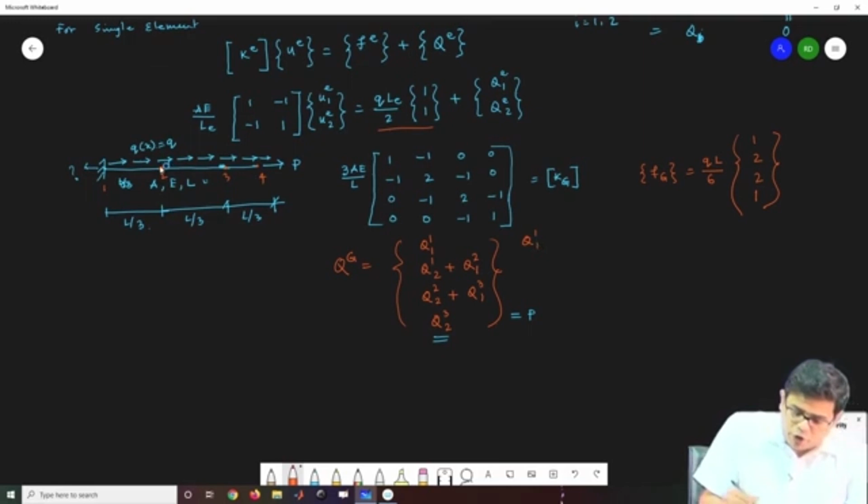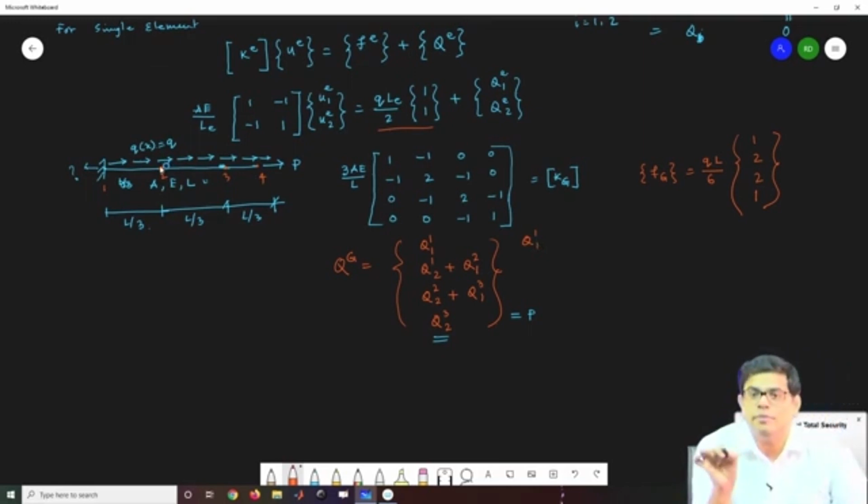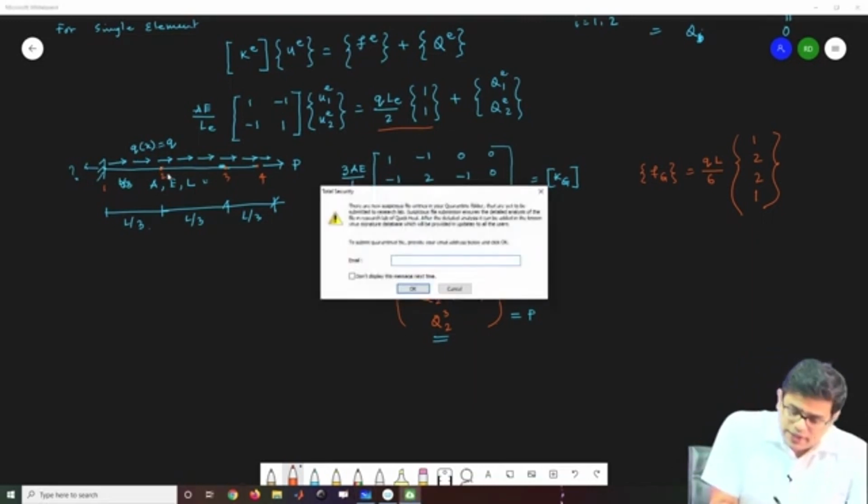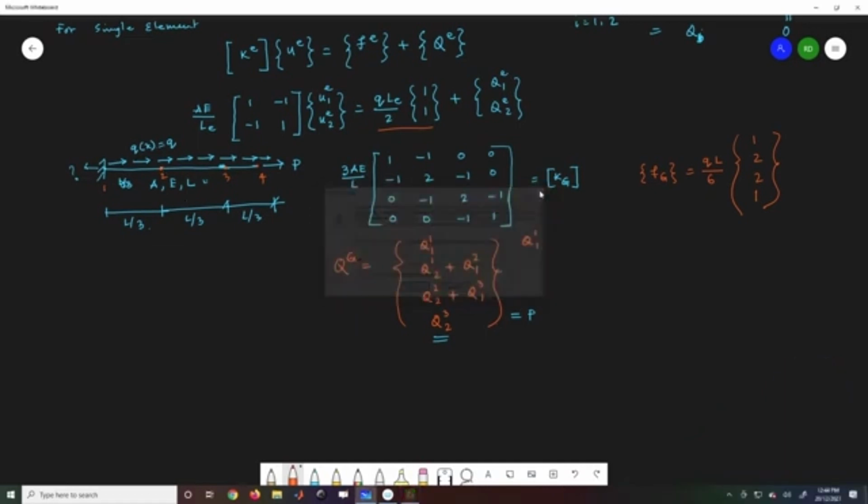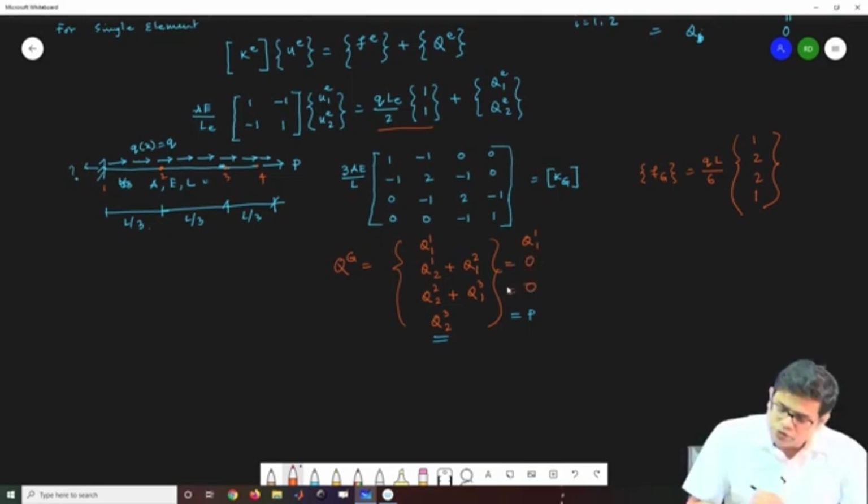But at these points there is no point force applied. There is no external loading. Don't consider Q as a point external loading here. Q is an external loading, but it is applied as a body force, not as a point load. So naturally at this point there is no force. So this term must be equal to 0 and this term must be equal to 0. So this term I am just calling reactions R.